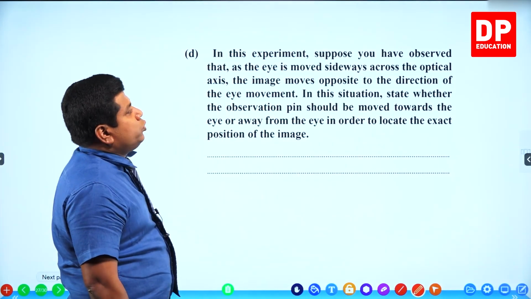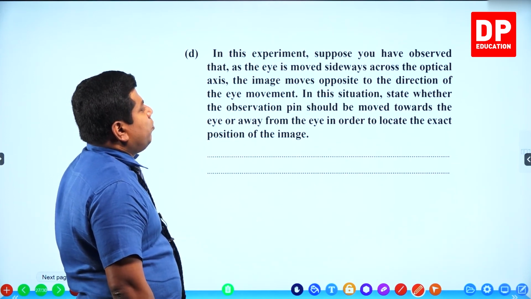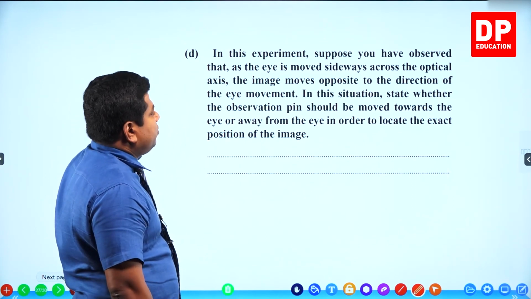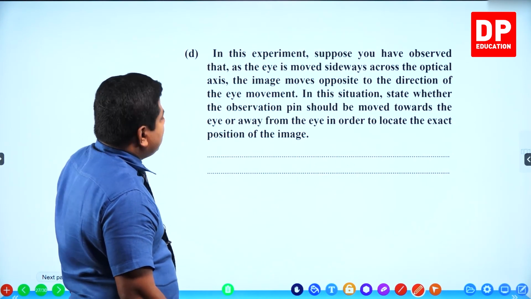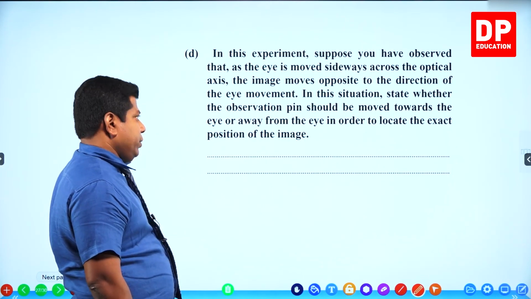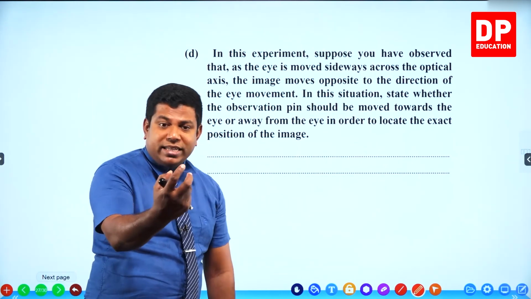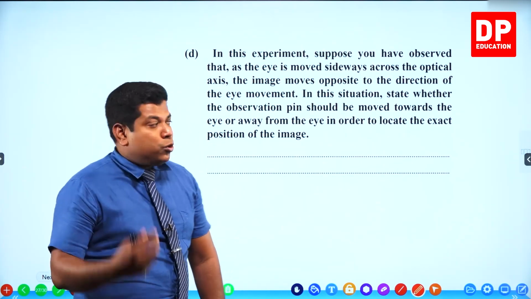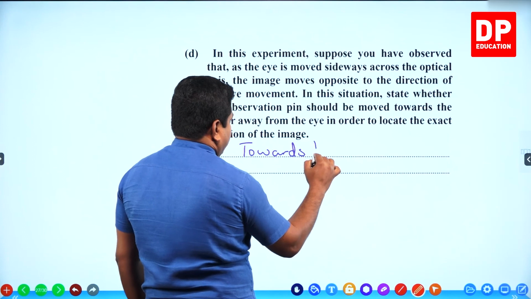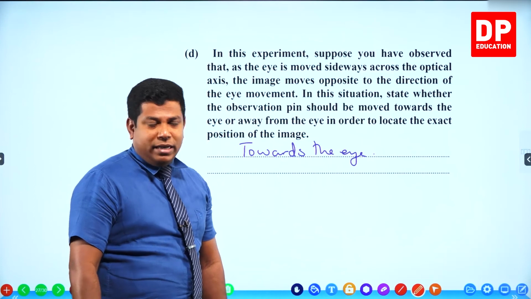In this experiment, suppose you have observed that as the eye is moved sideways across the optical axis, the image moves opposite to the direction of the eye movement. In this situation, state whether the observation pin should be moved towards the eye or away from the eye in order to locate the exact position of the image. See, if it is moving in the opposite direction, you must take your locating pin towards the eye. Then only you can coincide the image and the pin.